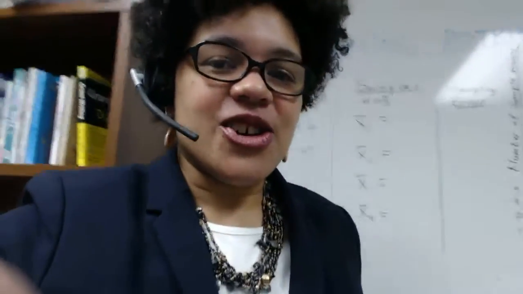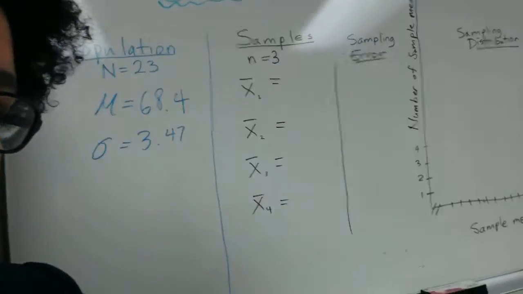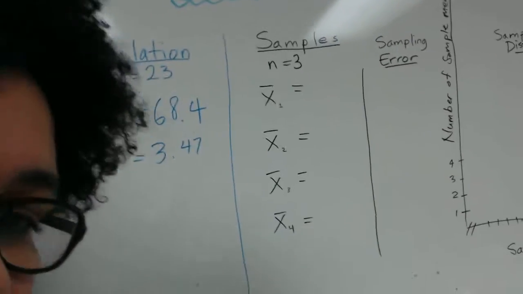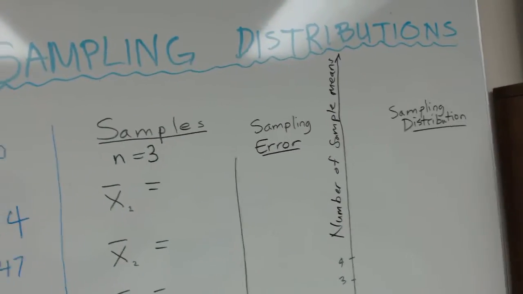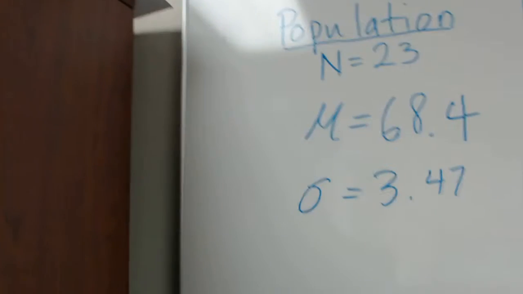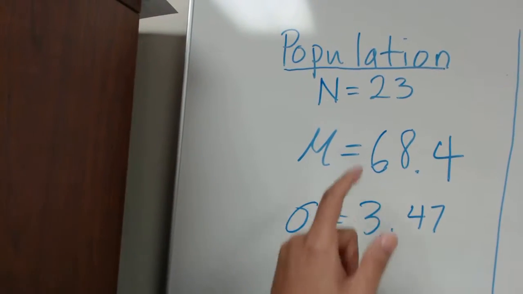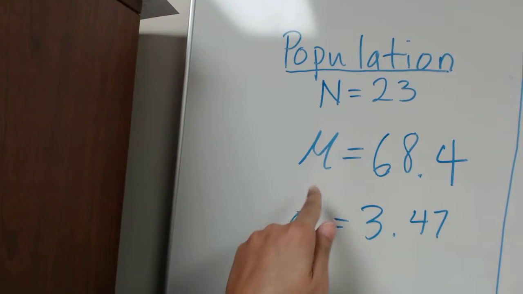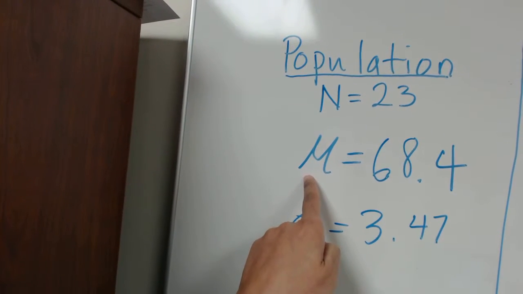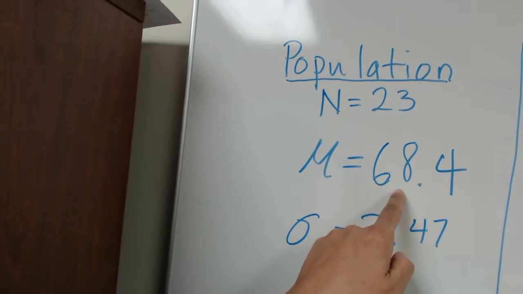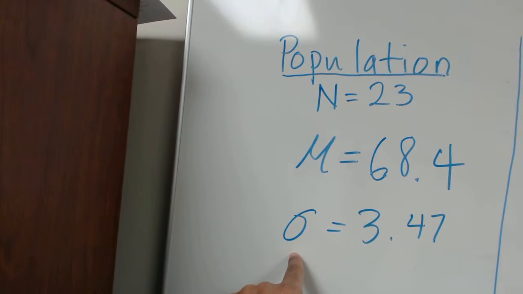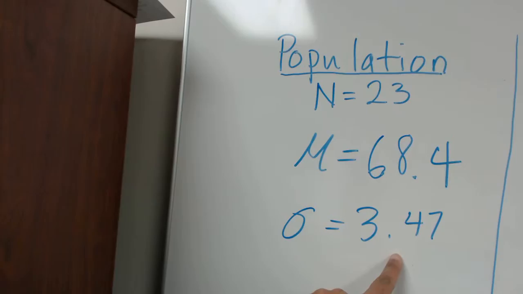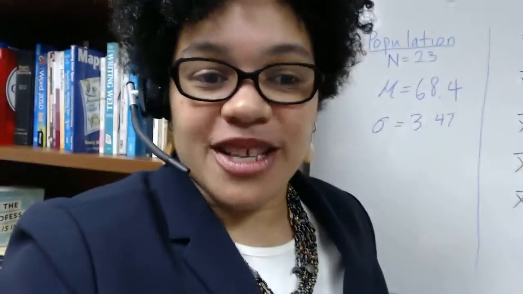Let's say that our class is the population. Let me see if you can see this. We're talking about sampling distributions, and for our population, that's our class, we know that there are 23 people in our class. We know that the mean of our height in inches is 68.4, so the population mean is 68.4. The population standard deviation is 3.47. Okay, so that's our population.